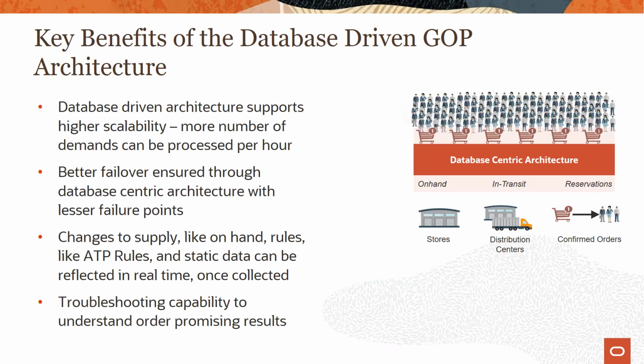The latest GOP architecture offers a variety of benefits, the most significant ones being that the new architecture offers more scope for scaling up by processing more number of demands per hour at peak times. Due to its database-centric nature, with this architecture, there are fewer opportunities for failure. Due to its parallel processing characteristics, changes to supply data like on-hand data or static setup data like ATP rules and so on can be recognized in GOP as soon as they are made available in the planning tables. This architecture also offers a simple troubleshooting mechanism to analyze the GOP promising results.